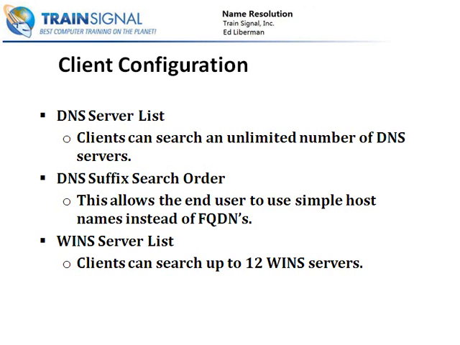What I want to talk about here is how to configure a client for dynamic name resolution. Now, the first thing we do here on a client is we configure it with a DNS server list. And this is really nothing more than a list of DNS servers that the client will go out and make queries to while trying to resolve host names to IP addresses. Now, there is no limit to the number of DNS servers that you can put on this list, but for all practical purposes, you want to keep it to a small handful.